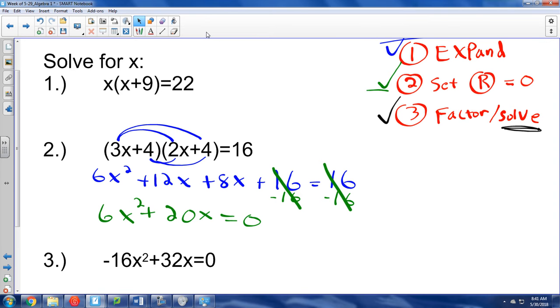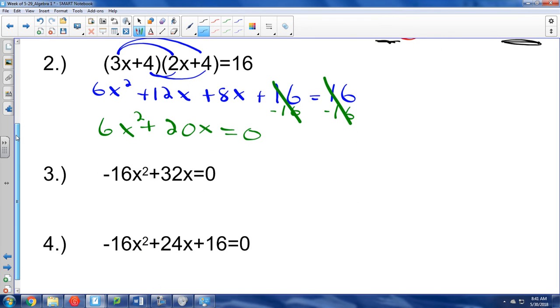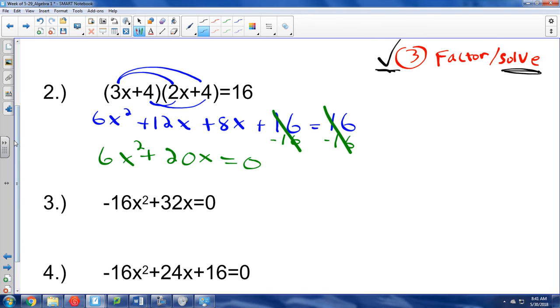Nothing really crazy going on here that you haven't done before, right? Am I right or am I right? Yeah? Okay, now we need to factor it because step 3 says we need to factor it and solve it. So how are we going to factor this? What are we going to take out for this guy? Anybody? Is there a greatest common factor?